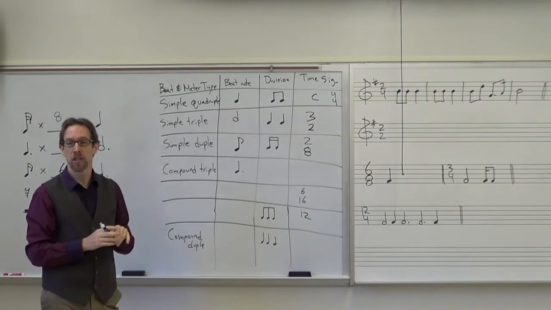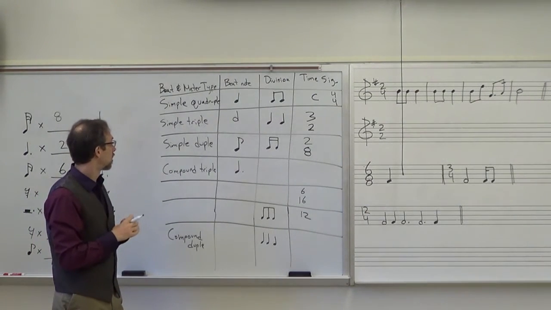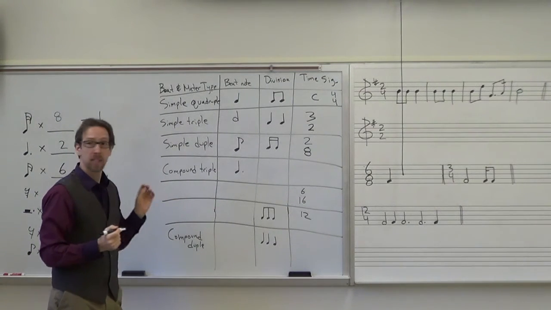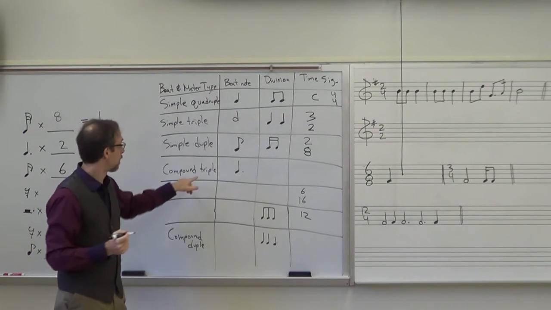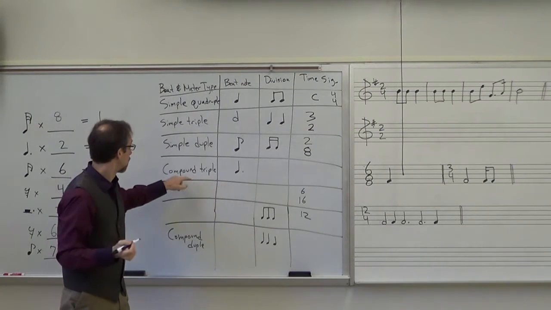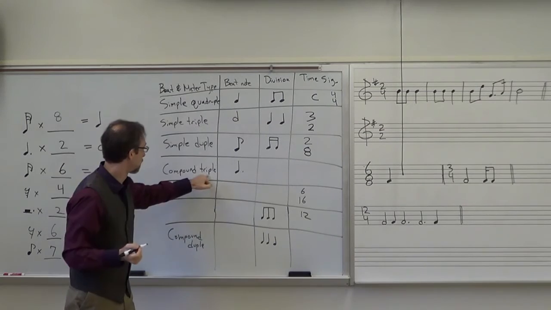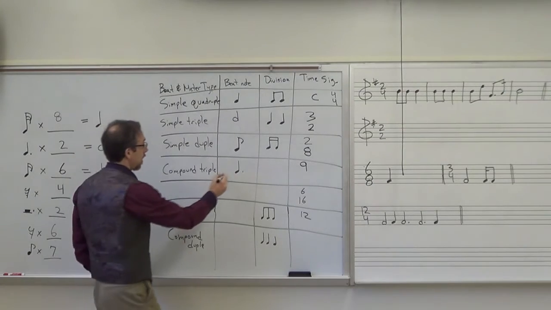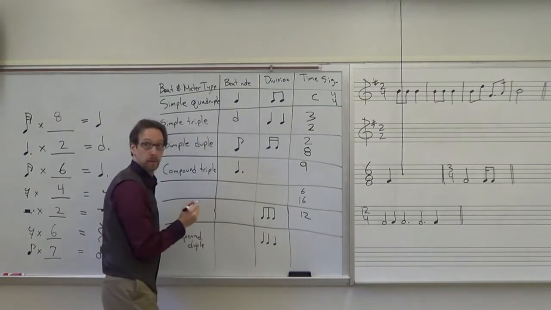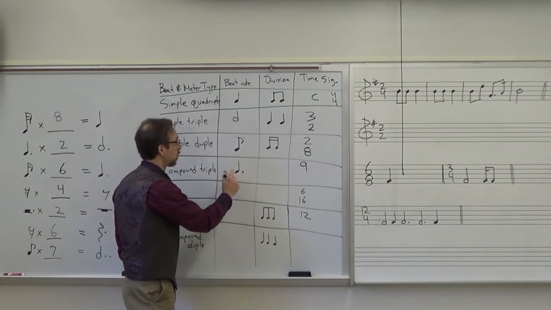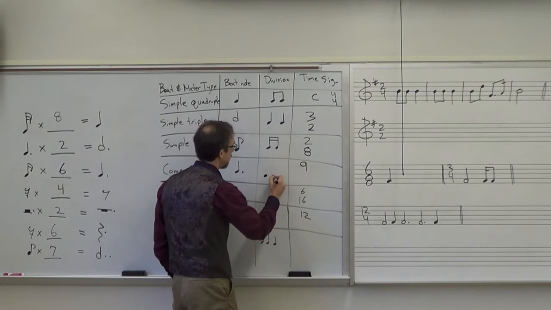Now here, we're going to transition to compound triple. I can tell you right off the bat that compound means it's dividing into 3. So you kind of multiply whatever this part is, duple, triple, or quadruple, by 3. So compound triple, 3 times 3, top number is going to be a 9. Now it says our beat is the dotted quarter note, which means our subdivision of the beat is into three things. So what three note values go into a dotted quarter? The answer is three 8th notes.